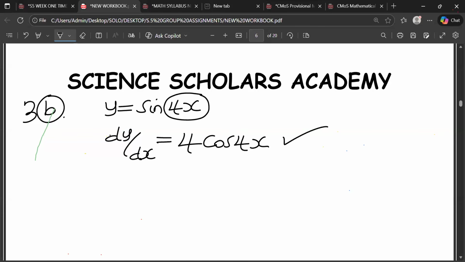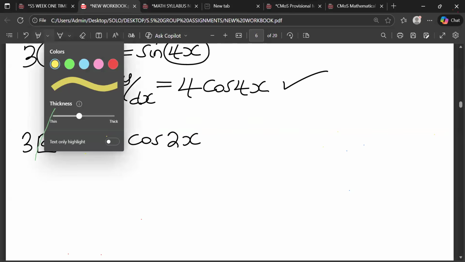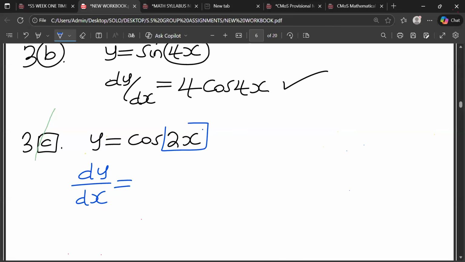When you're having, let me go to 3c. When you're having y equaling cos 2x, I want you to follow. And what do you want? You want dy dx of cos 2x. Differentiate 2x. What do you get? 2. Put it out.